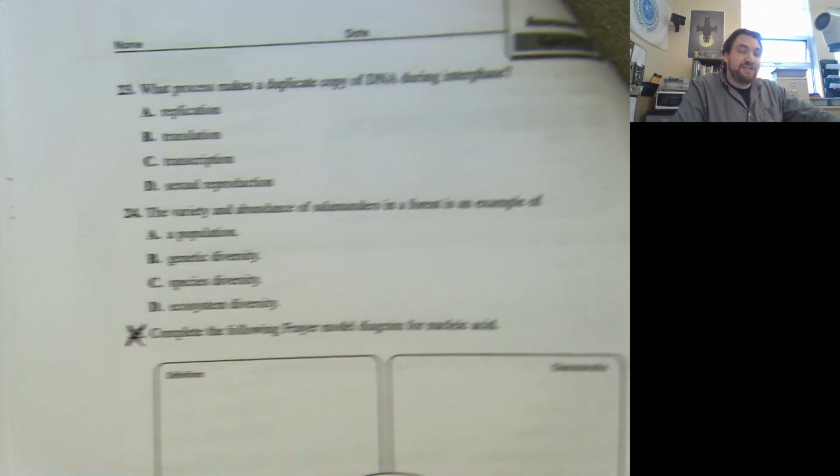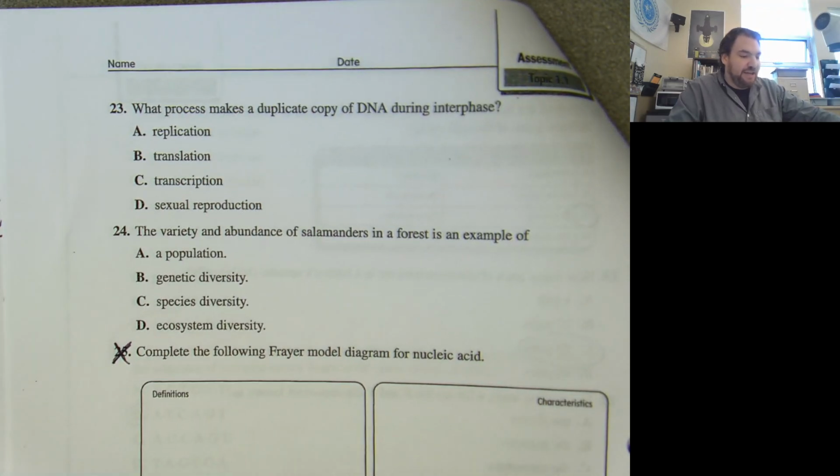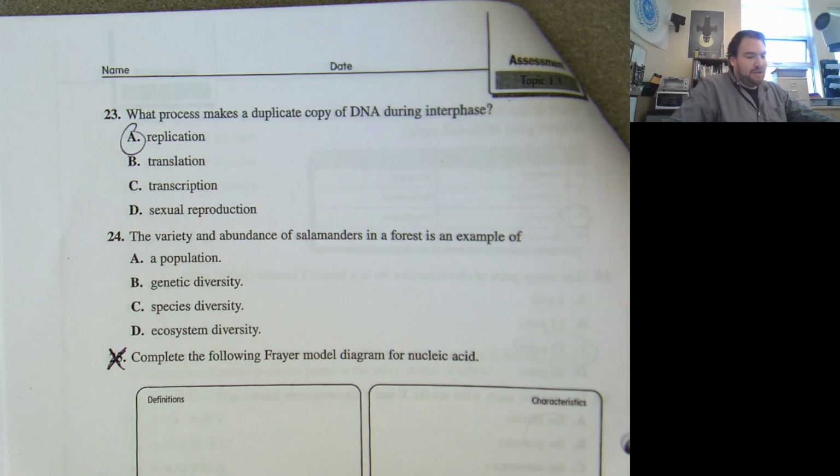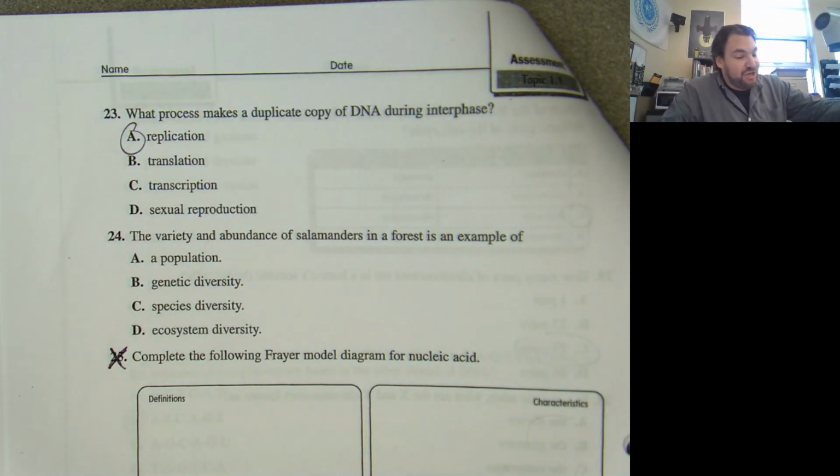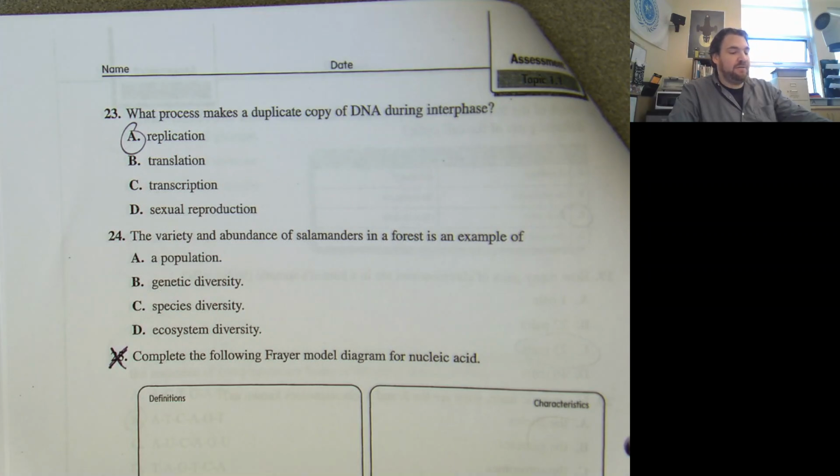23, what process makes a duplicate copy of DNA during interphase? A, replication. Protein synthesis uses transcription and translation. It's not asking about protein synthesis, it's asking about duplicating DNA. Do not overthink the question. That is the second worst part of biology. Overthinking the question.